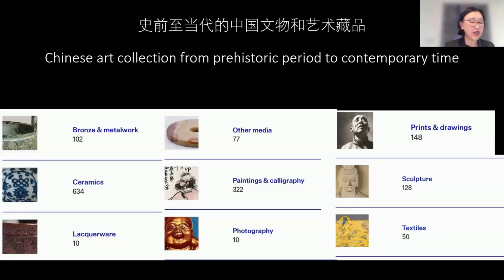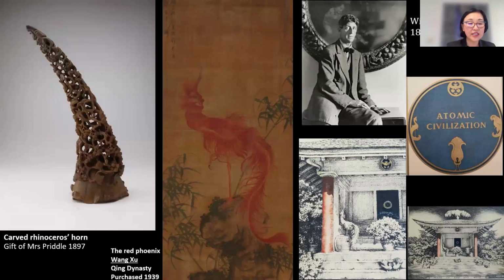Yeah. Okay, so I'm going to switch from exhibition to another duty for a curator of Chinese art, which is to acquire artworks, as I mentioned earlier. As you can see here, like in the past, as a gallery already since the late 19th century, we started to collect Chinese art. So we have quite a wide range of Chinese artworks. And you can see this one is one of the earliest, maybe the second earliest artwork, a rhinoceros horn, gifted to us in 1897. And then it continued.